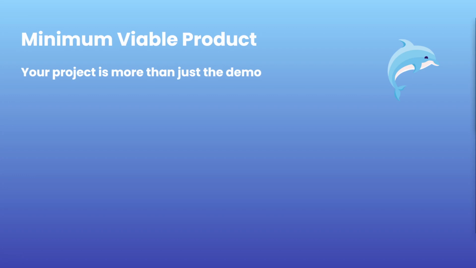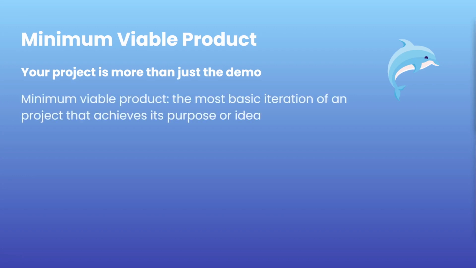It's not like we need to have a finished, polished product by the end of it. We're trying to create what's called a minimum viable product, which is just the very bare bones that gets the job done, right? So what you've currently made is most likely a minimum viable product, which is the most basic iteration of a project that achieves its purpose or idea, right? So your demo still should have worked. It still should have gone well, but this is what we call a first draft, right?